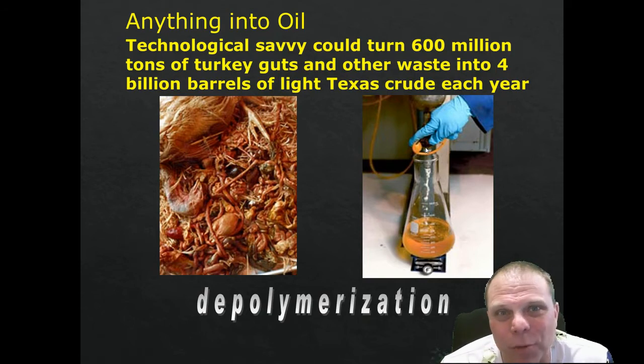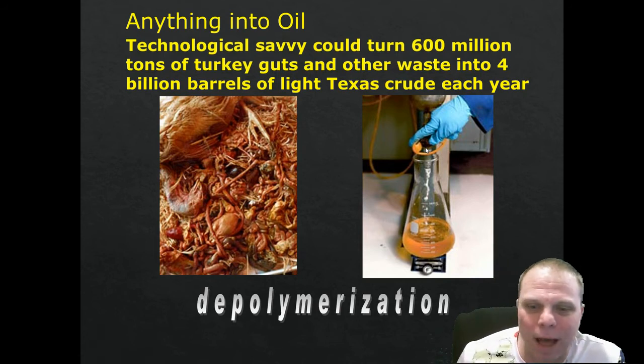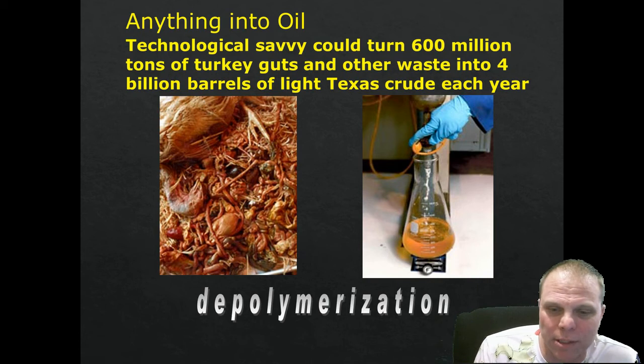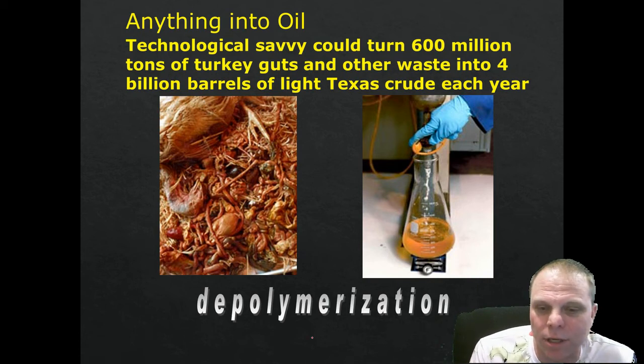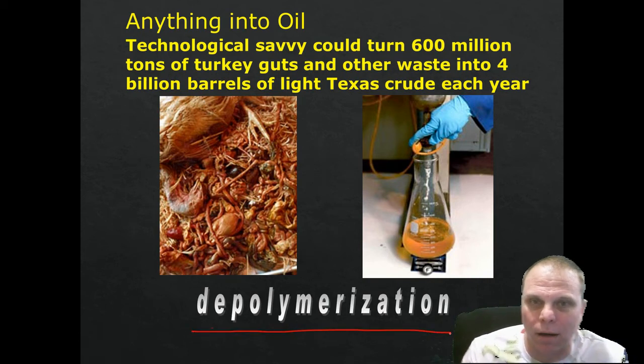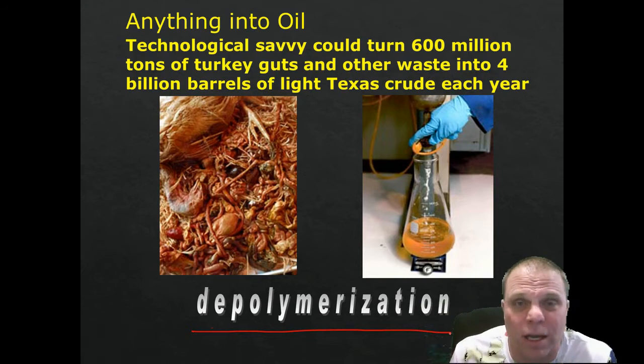So imagine that if we could take all the turkey guts that we create in this country and then just go back through and reprocess it. Wouldn't that be fascinating? Wouldn't that be cool to be able to create 4 billion barrels of oil from turkey? Now, you're like, well, why don't we do that? By the way, this process is called depolymerization because those turkey guts are in long chains, right? The fats are a long chain of molecules.